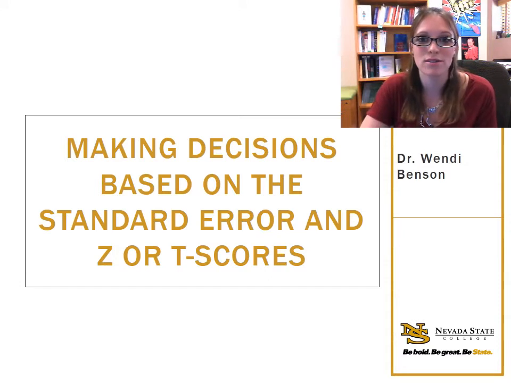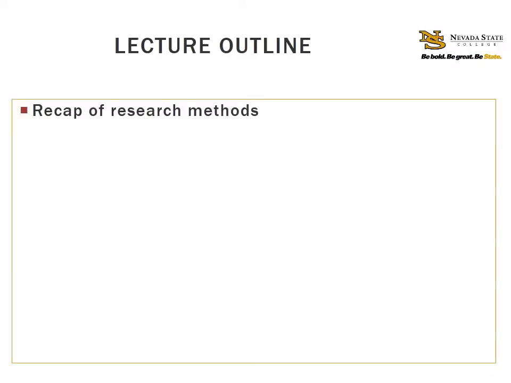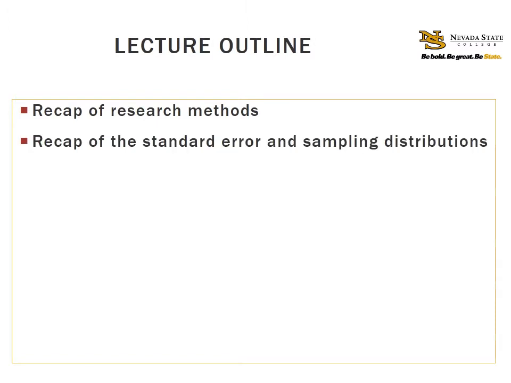and T scores. So we're going to start with a brief recap of research methods because we are going to be now talking about situations where research has taken place and we're evaluating the results of that research. So this is stuff that we covered a long time ago and I just want to refresh your memory. Then we're going to recap the standard error and sampling distributions, which should still be pretty fresh in your mind because that happened just recently.